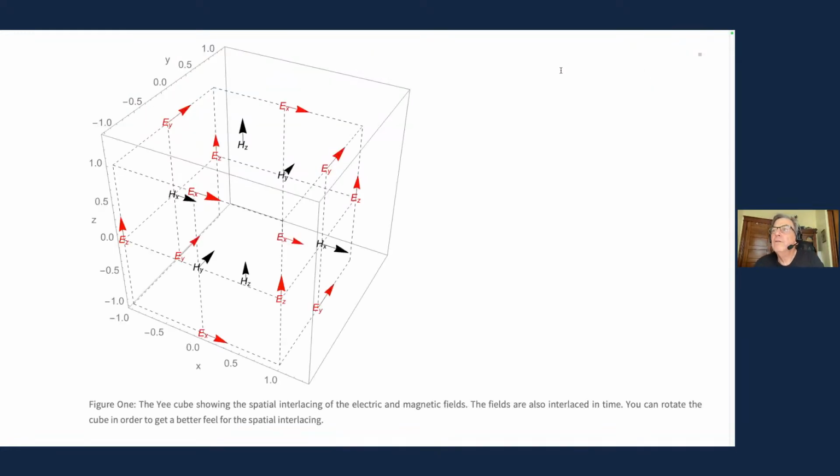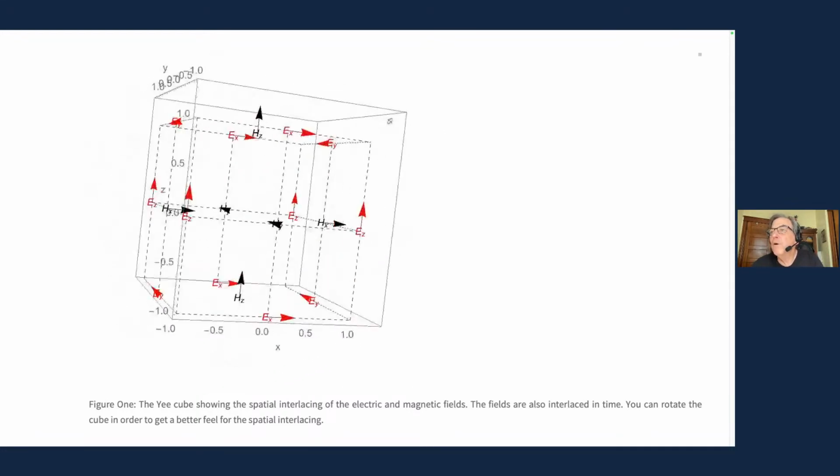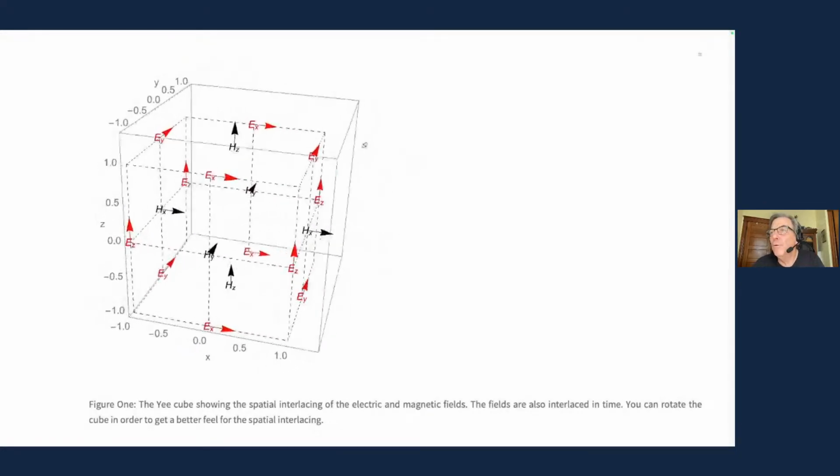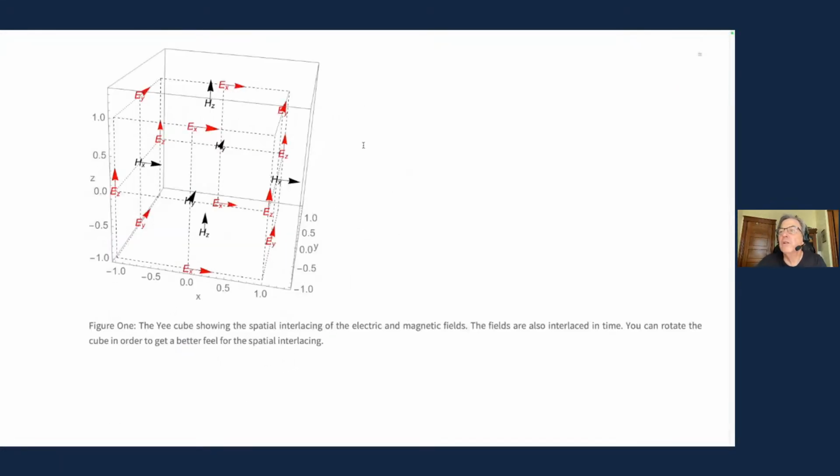So the way you visualize what's going on is known as the Yee cube, which shows at what spatial points the fields are evaluated. In the presentation notebook, which you can download, you can pick this up and rotate it to get a better feel for the spatial interleaving.